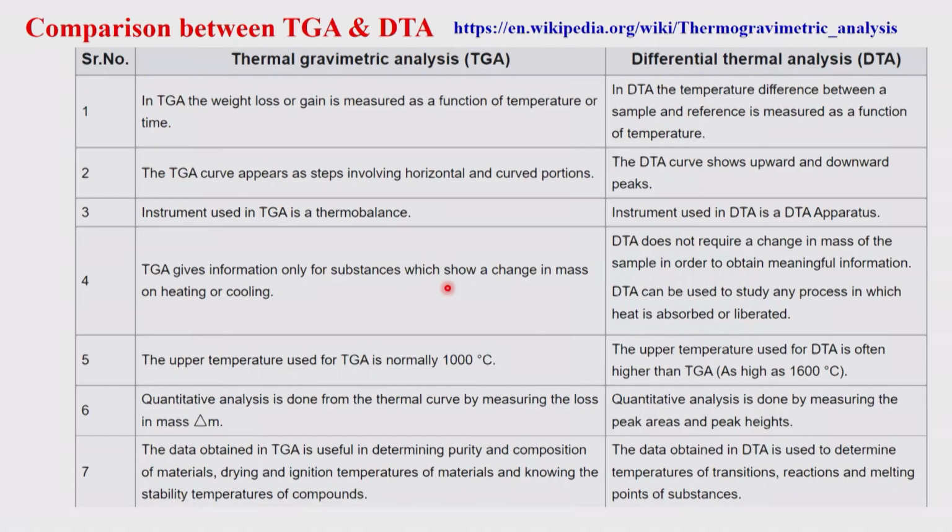TGA is only for substances which show a change in mass on heating. DTA does not require a change in mass, as I told you, but a process, where heat is taken in or given out: what is absorbed, what is liberated. For temperatures to break down, you can use a higher upper temperature than that of the TGA. Quantitative analysis is done from the thermal curve by measuring the mass loss here, and by measuring the peak area in DTA. The peak area corresponds to the heat. The data obtained in TGA is useful for determining purity and composition, drying, ignition, and the temperature of transition, reaction, melting and boiling.